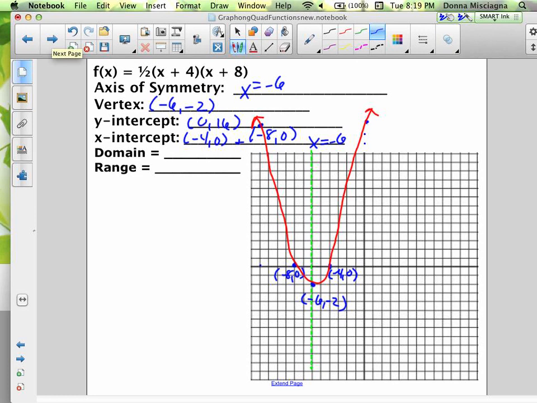If you haven't graphed it yet, and you were just watching me and then going to graph it, you could change the scale so it goes up by 2. So each square would be worth 2. And instead of the axis of symmetry being 6 boxes over, it would only be 3 boxes over. Instead of (-4, 0), it would be at 2 boxes over. Instead of (-8, 0), it would be at 4 boxes over. That would be a good idea. Now, if you've already graphed it, you're good. Go ahead.